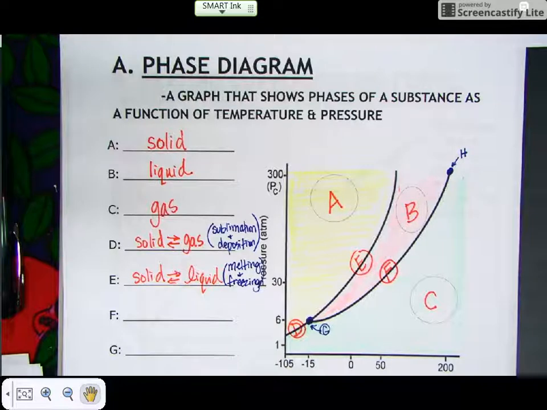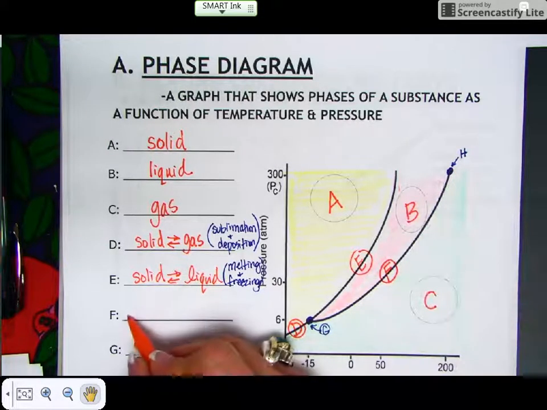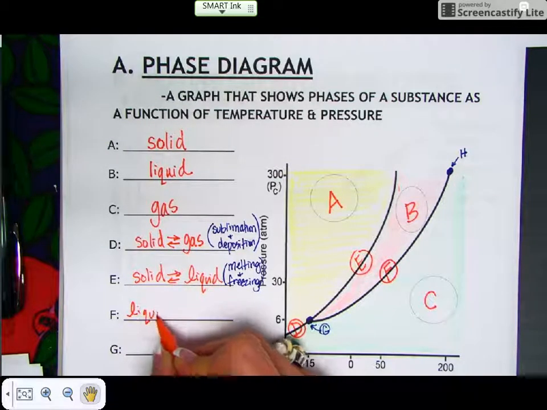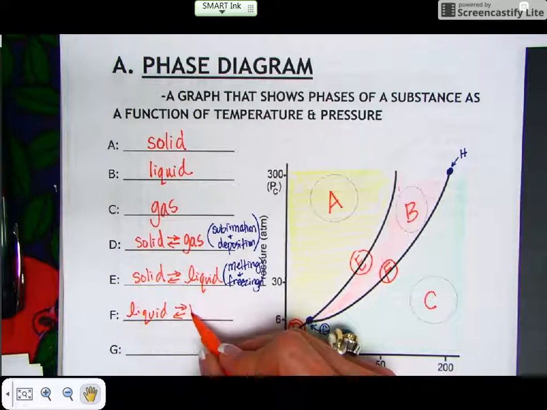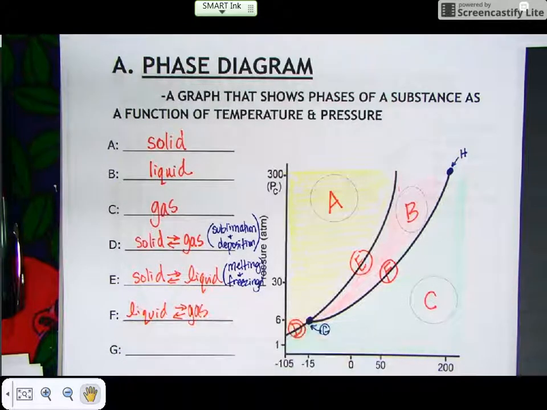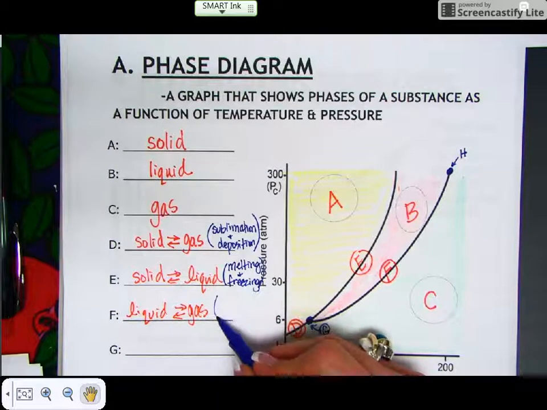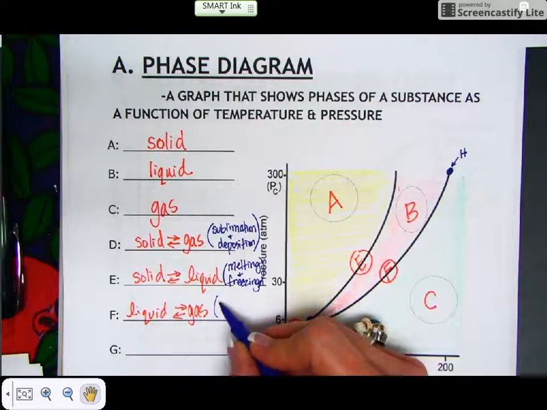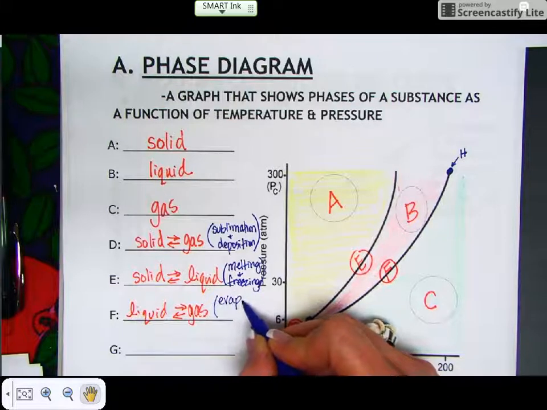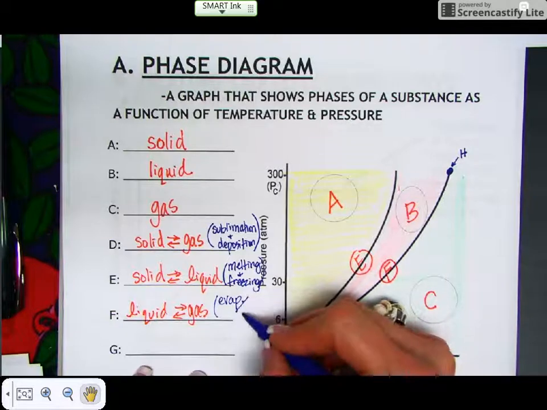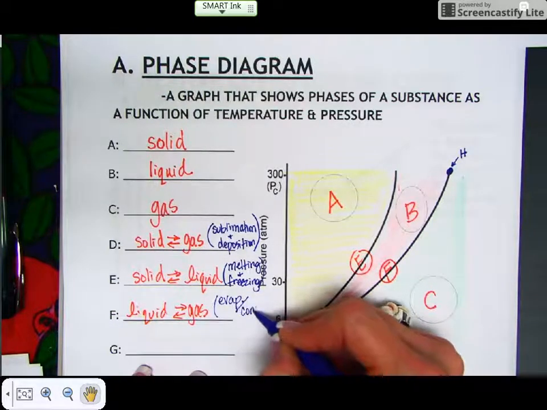F, this is where we're going to have a liquid in equilibrium with the vapor or the gas. So we're familiar with these phase changes. Liquid to gas is called evaporation. I'll abbreviate that. And gas to liquid is condensation.